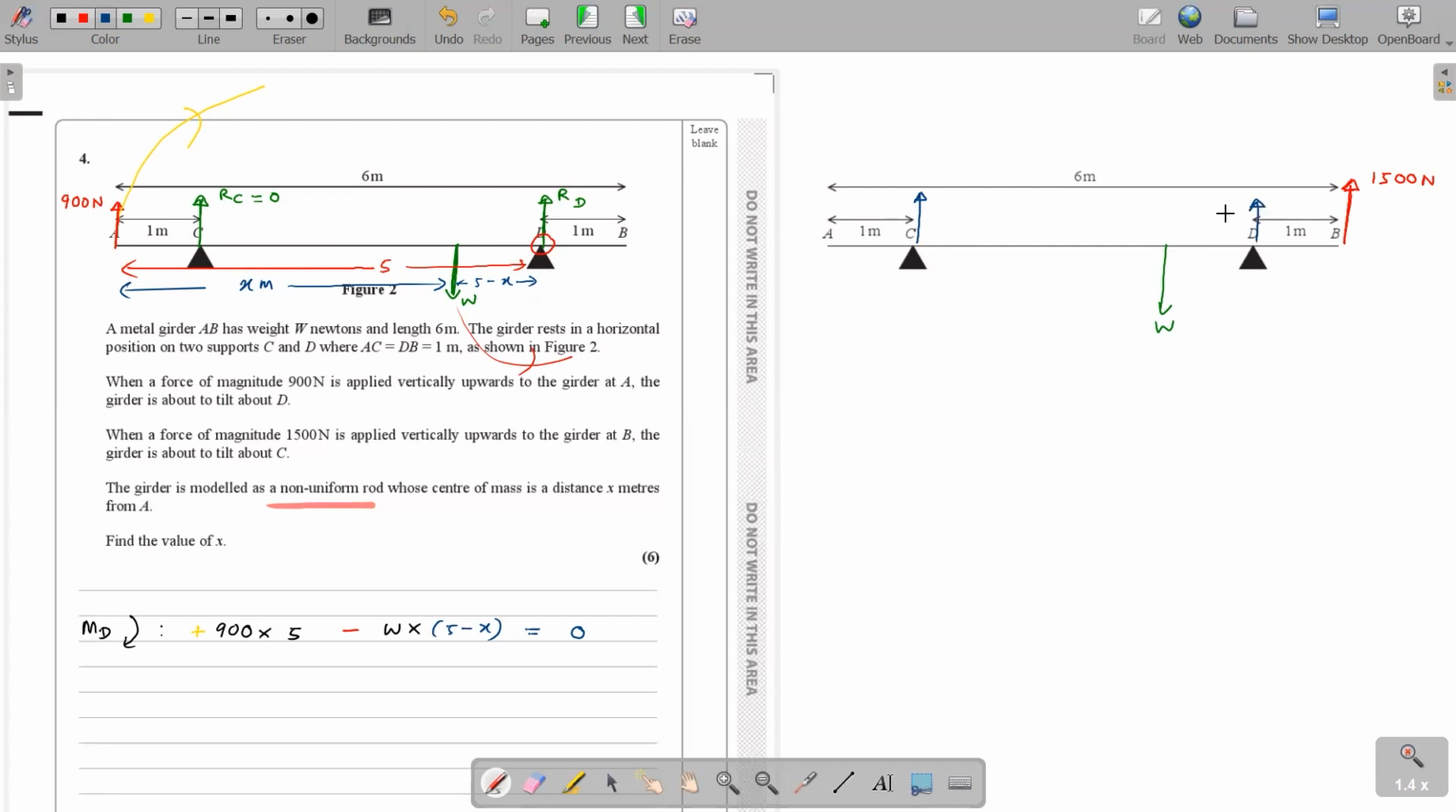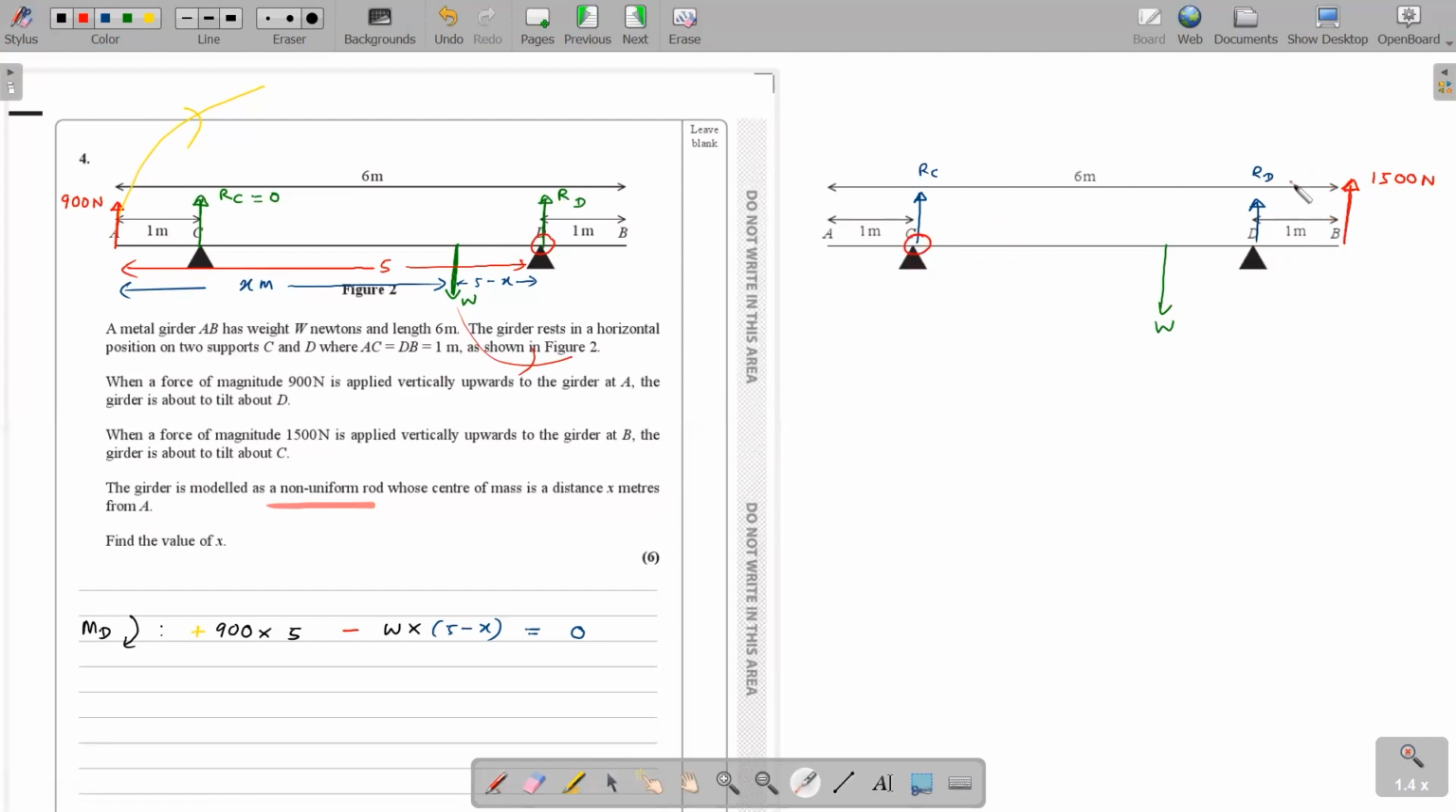But what do they say now? They might be totally different in values because of the forces, but they say now that when a force of 1500 Newton is applied vertically to the girder at B, the girder is about to tilt about C. So now when you give this 1500 force upwards, it's going to tilt around C. So this is lifting, right, at this corner. That's why it's going to tilt around.